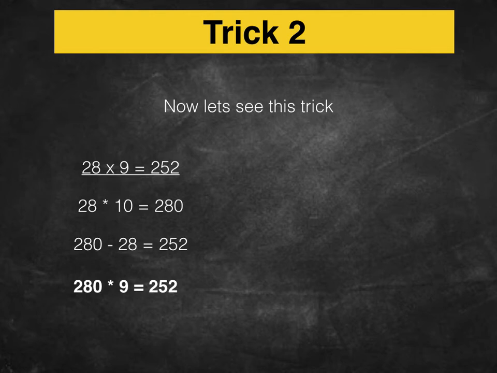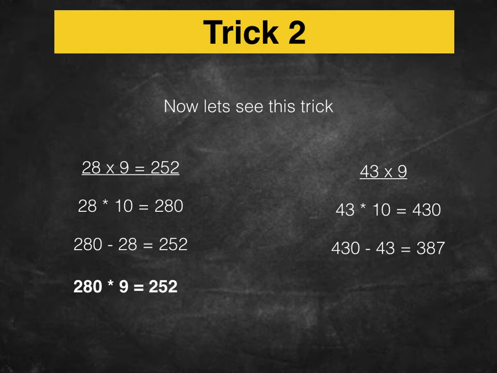Now let's look at another example. In this example, we will take 43 and try to multiply this by 9. The same way we had done 28, we will do 43 into 10 instead of 43 into 9, which will give us 430. Now because we are multiplying this by 10 instead of 9, we will have to minus the original number from 430. So when we do 430 minus 43, it will give us our total, which is 387. So 43 into 9 is 387.